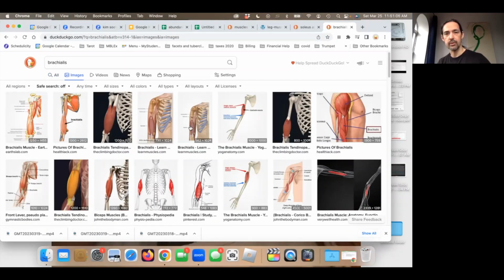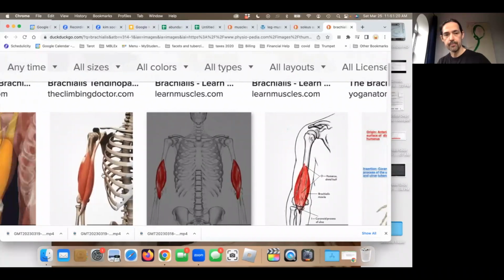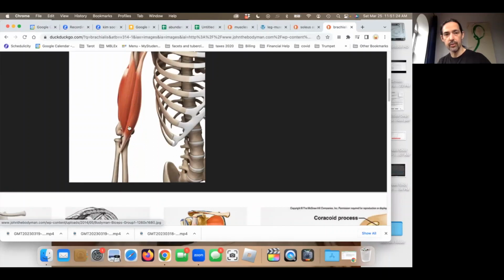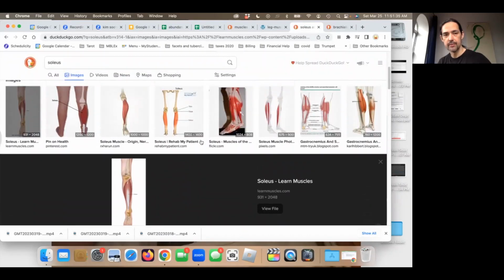I won't go too much into this, but underneath the biceps there is a muscle similar to the soleus, and that's called the brachialis muscle. So here's the brachialis muscle, and here's the biceps over the brachialis. The brachialis muscle is deep underneath. And here's the soleus muscle deep underneath the gastrocs.